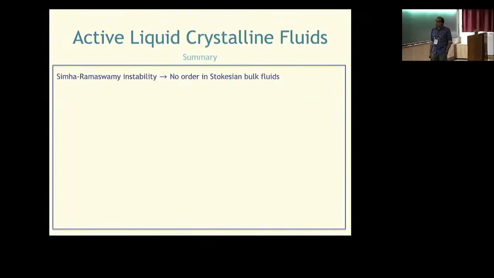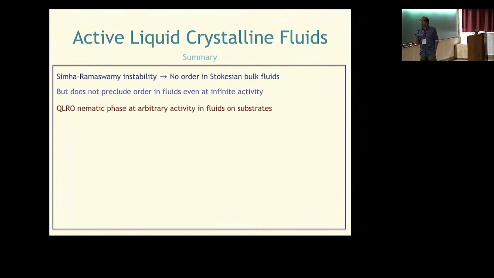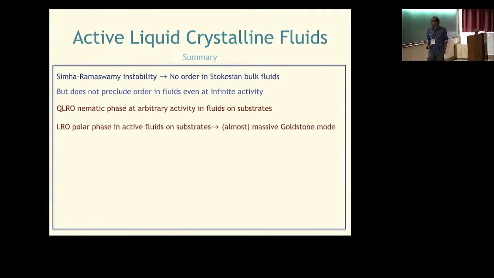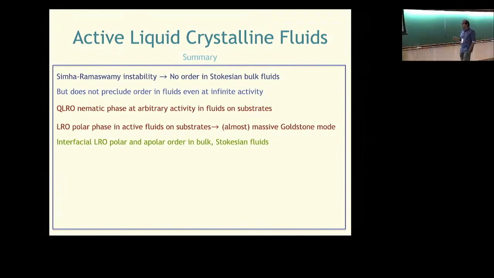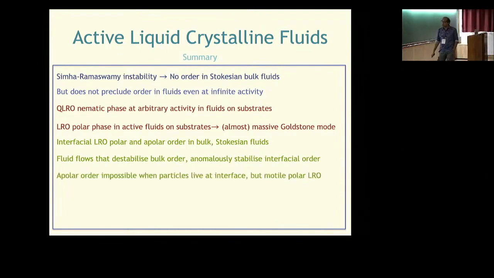So what the Simha-Ramaswamy instability tells you is that you cannot have order in Stokesian bulk fluids, but what this discussion shows you is that it doesn't preclude ordering in Stokesian fluids even at infinite activity. If you have fluids on substrates, you can have a nematic phase at arbitrary activity, with a relaxation rate that increases with activity. You can have a polar phase with an almost massive Nambu-Goldstone mode. And you can have interfacial long-range ordered polar and apolar phases in bulk Stokesian fluids, where the fluid flows that destabilize bulk order end up anomalously stabilizing interfacial order. And while nematic order is not possible when particles live at the interface, motile flocks can still have long-range order.